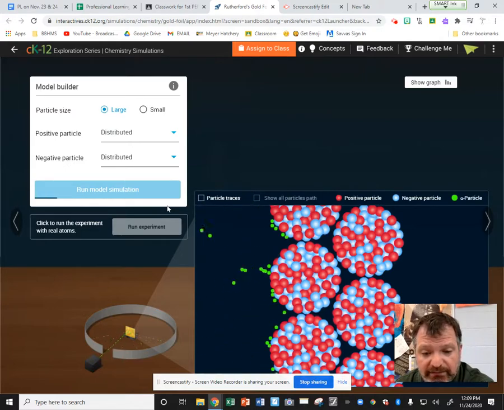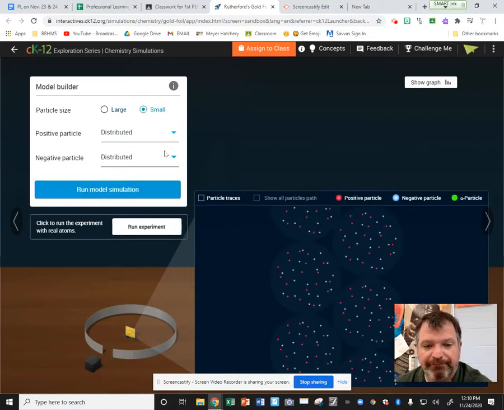Well, we're getting some ricocheting, but that's way too much. That's not how that worked. So that's not right. Okay, well, maybe let's try small particles. So we're still going to keep them evenly distributed, but we're going to say that they're much smaller. Makes sense because they're atoms, and we know that they're small. Let's see what this one looks like.